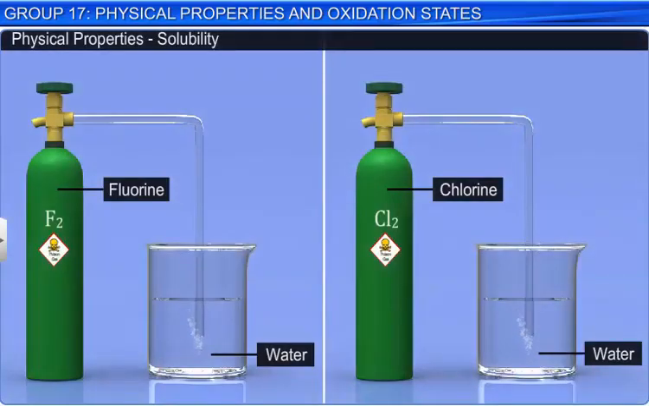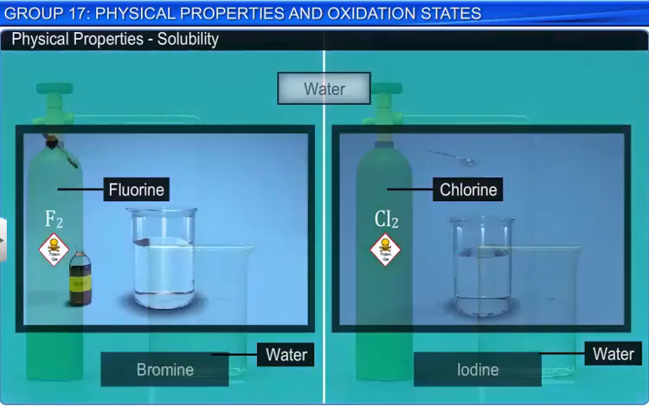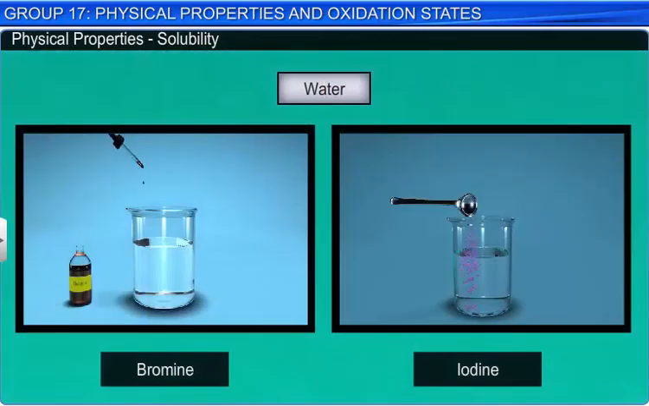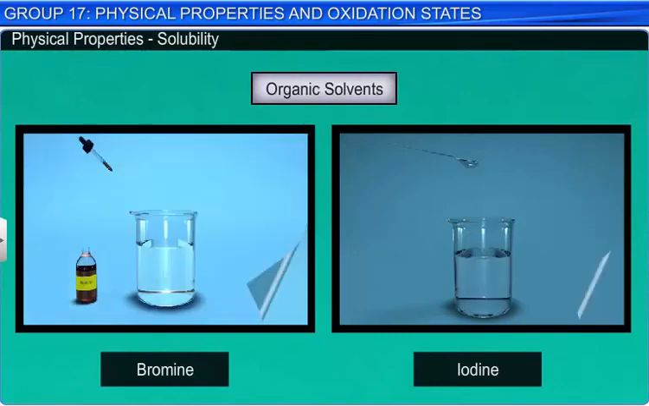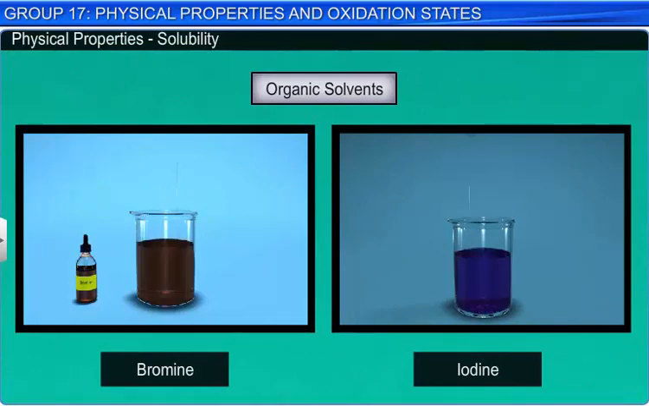Of these elements, fluorine and chlorine are soluble in water. Bromine and iodine are sparingly soluble in water, but completely soluble in organic solvents like chloroform, carbon tetrachloride, carbon disulfide, etc.